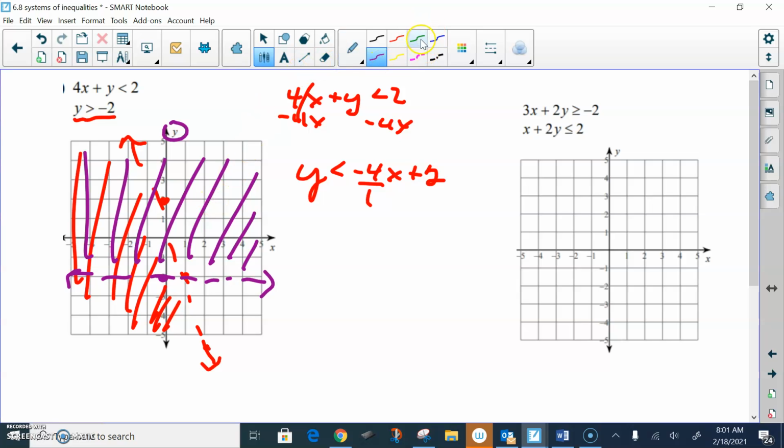And then again, our final solution is where the two overlap. So that would be in this region here. If you'd like to check just to make sure, choose a point, substitute it in, make sure you get a true statement.